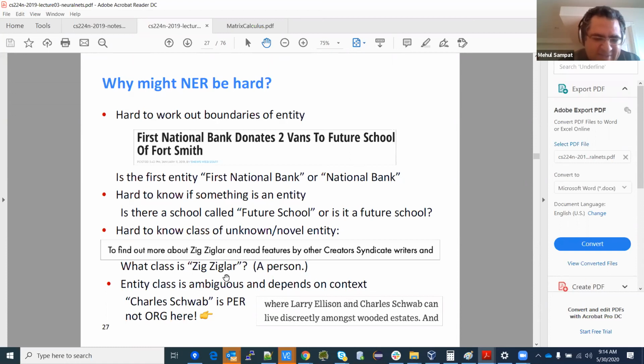And he gives this example about Charles Schwab, so it depends on your context.